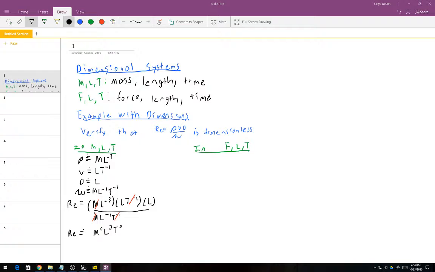And as we'll see in our later discussion of pi terms, dimensionless quantities are very useful for studying fluids and other systems. And we'll see why that is important later on.